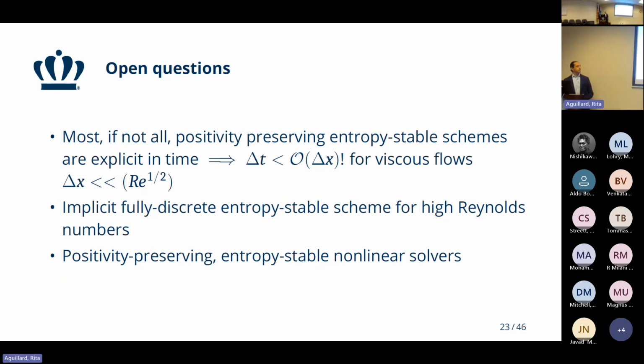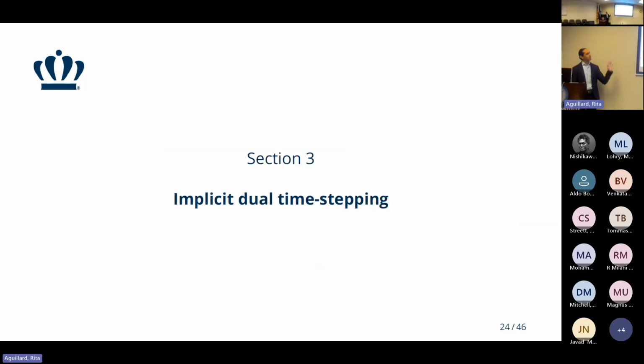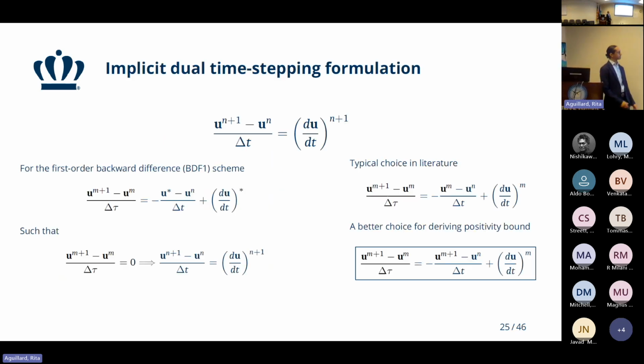So with this, for explicit schemes, we can get a positivity bound on the time step, but it will still be quite stiff. And for that, we turn to implicit to relieve some of this stiffness. What we would like to have is an implicit fully discrete entropy stable scheme for high Reynolds numbers, and positivity preserving entropy stable nonlinear solvers, which is still not there. So we go to dual time stepping first and try to get the notion of implicitness from there.